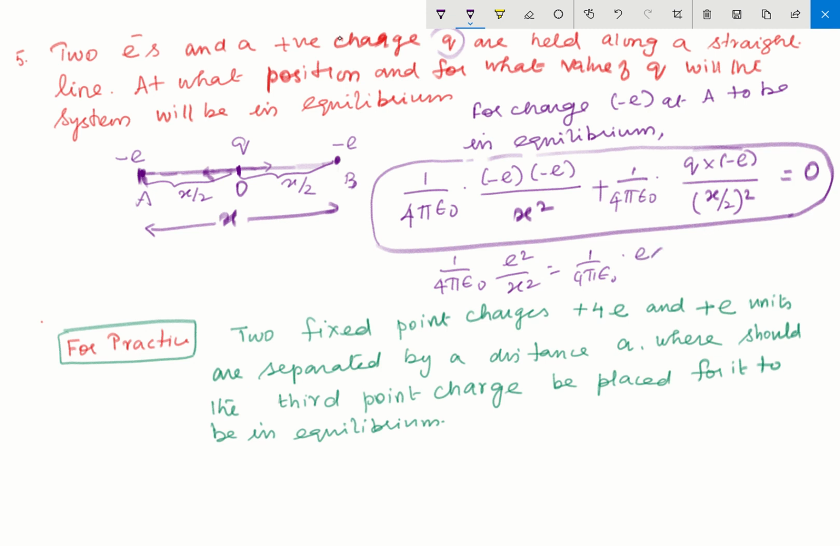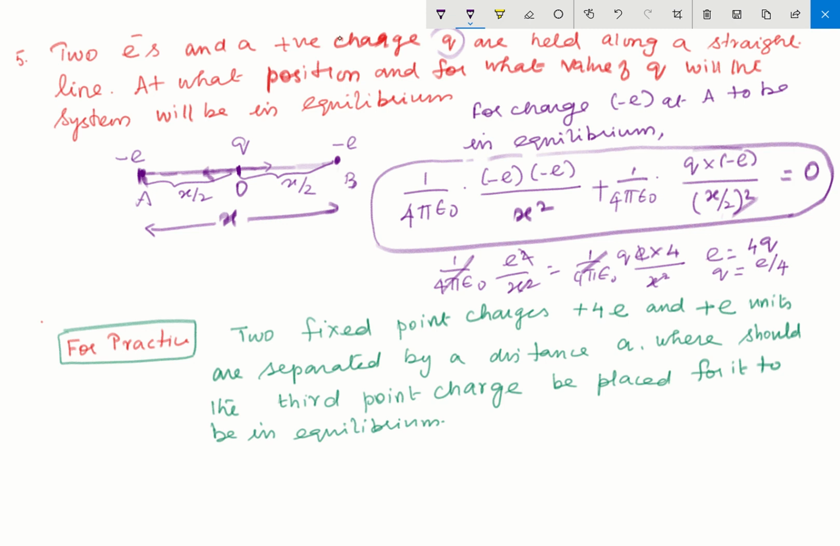E into 4 here, because of this, divided by X squared. Okay, everything will go. Therefore, you will be getting QE now. Therefore, QE into this. Therefore, you will be getting E that is equal to, this will go. Therefore, E that is equal to 4Q, and Q is equal to E by 4.